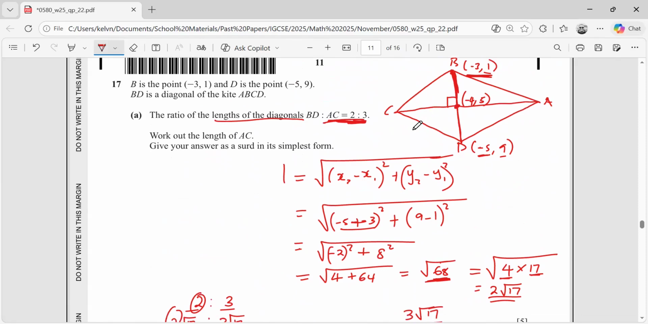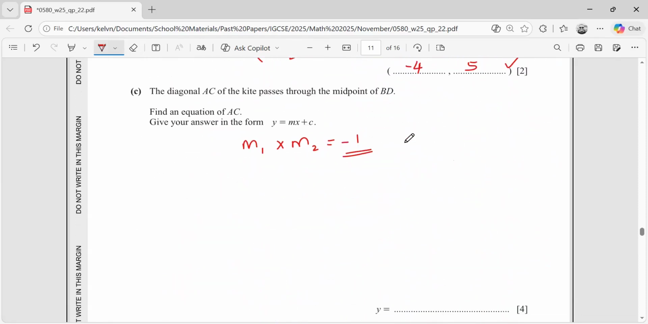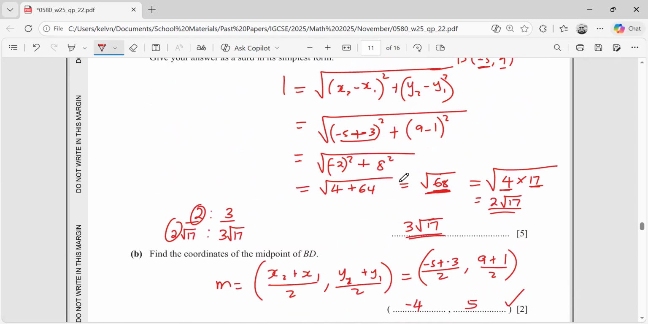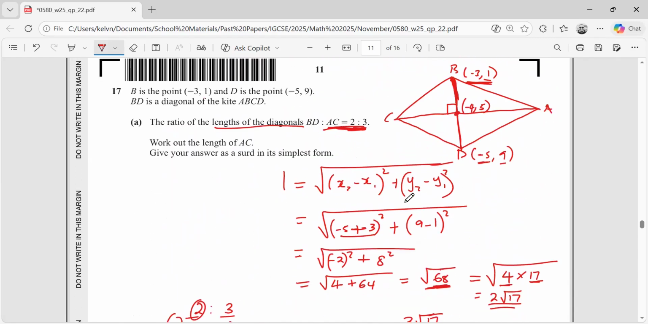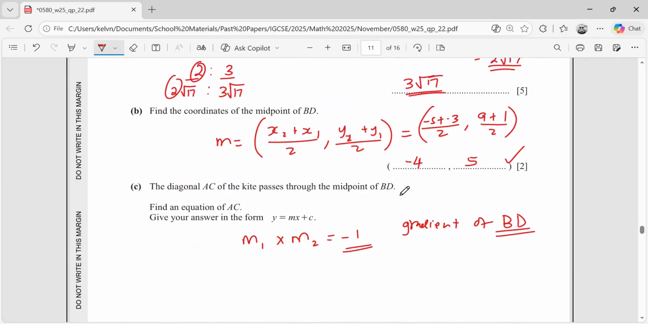So now let's find the gradient of BD. Sorry, not perpendicular, but the gradient of BD. I think I'm so tired, I'm messing this up a lot, but sorry. For gradient, we know it's given by this. M represents gradient: y2 minus y1 over x2 minus x1.